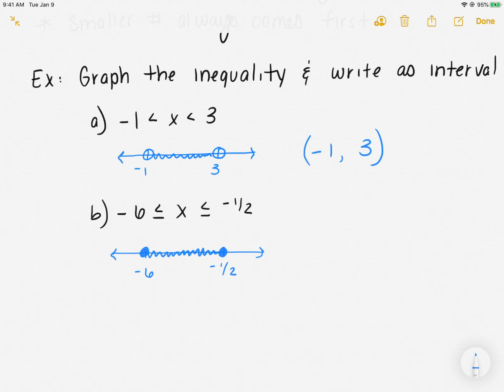And now, from looking at that, I can see my interval starts at -6. It ends at -1/2. I'm including -6, so I get a bracket. I'm also including -1/2, so that also gets a bracket.